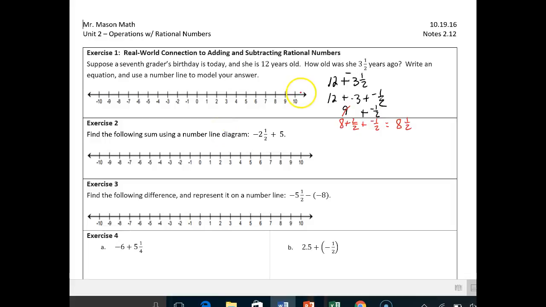Now, how can we model this on the number line? Well, we could start at 12, so we have to put in a couple more ticks. Here's 12 right here. We can move back 3 times, and if I move back 3 times, I get to 9, right? So 1, 2, 3, and then move back 1 more half because it's a negative half. I should get to exactly what I got, my answer, 8.5. So I want you to do exercise 2 on your own after the video.